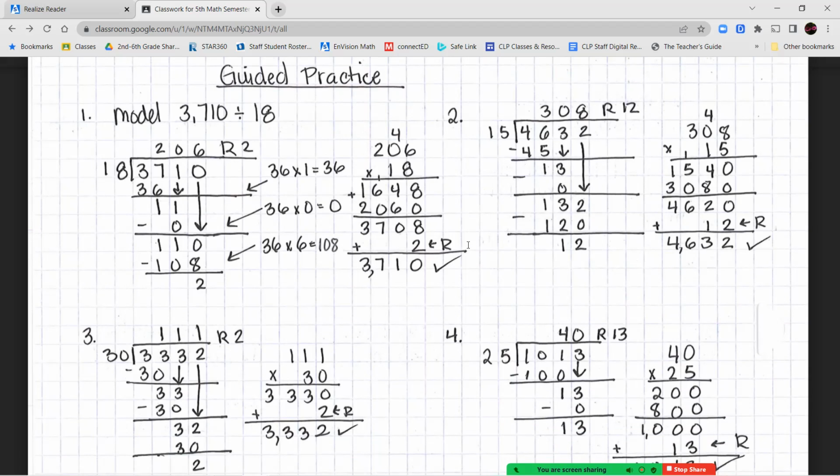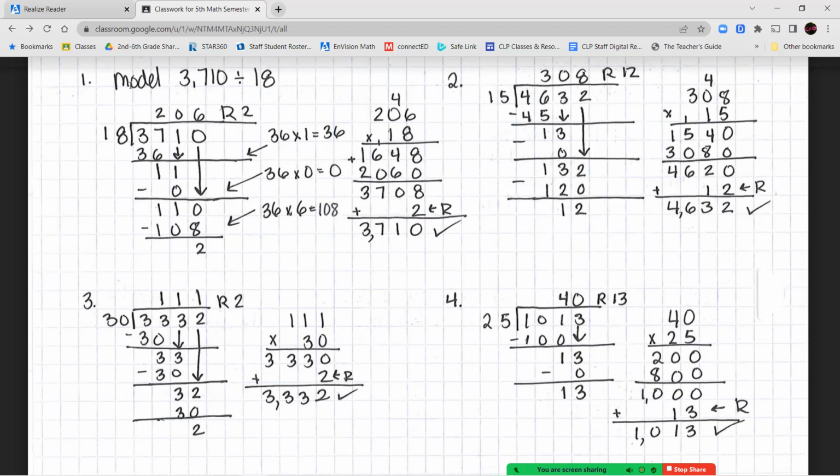All right, let's take a look at our guided practice. So here we have 3,710 divided by 18. I stacked it under the bridge. Now 18 goes into 37 2 times. 18 times 2 is 36. So I put the 2 above that last digit.